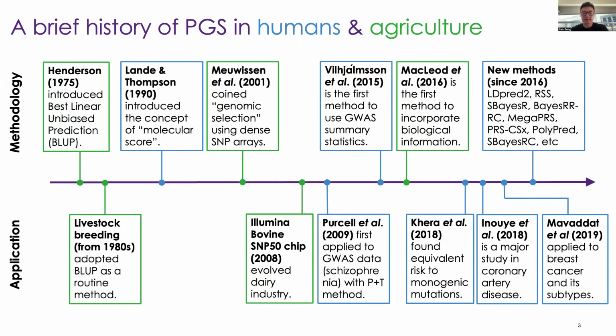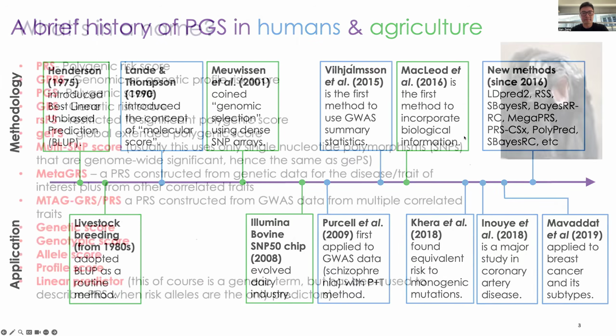In human genetics, the idea of summarizing genetic information into a single score goes back to Lande and Thompson in 1990, but it didn't really take off until 2009 when Purcell et al. applied the PRS to schizophrenia GWAS results. Since then, we've seen rapid methodological development: BayesR, LDpred, PRS-CS, and many others, with ideas flowing back and forth between livestock and human genetics.